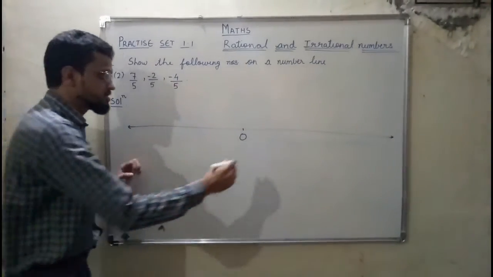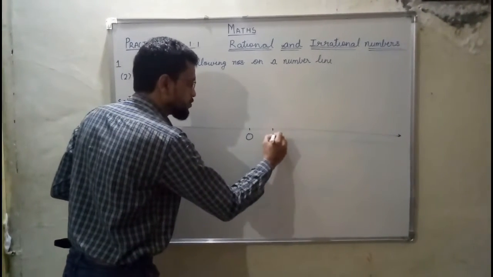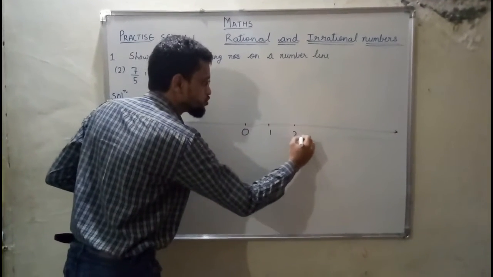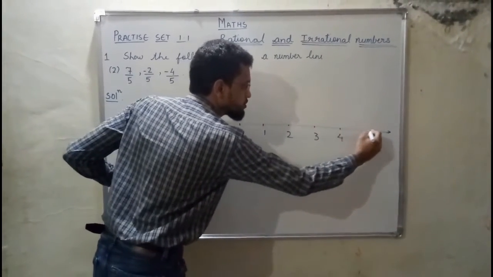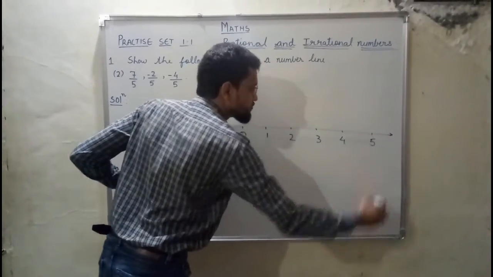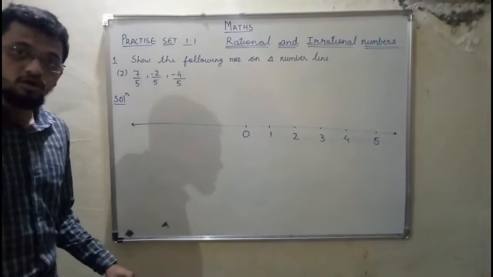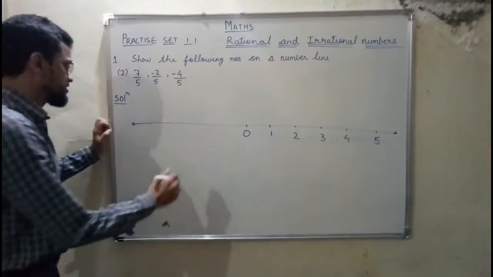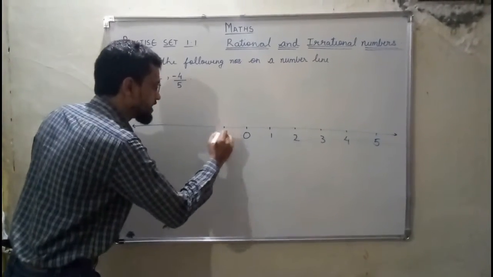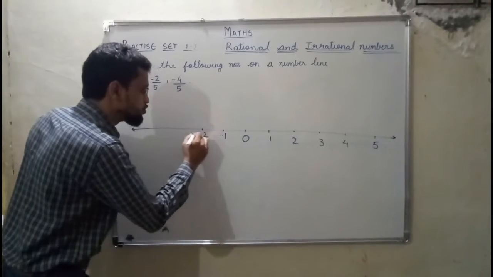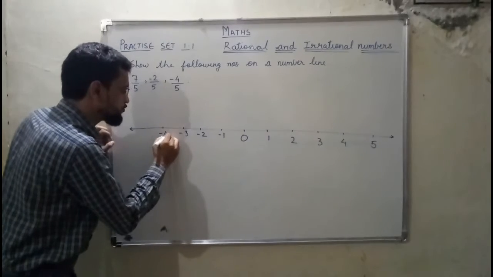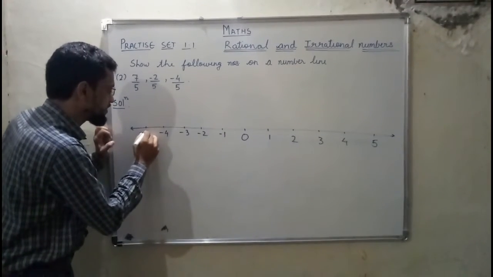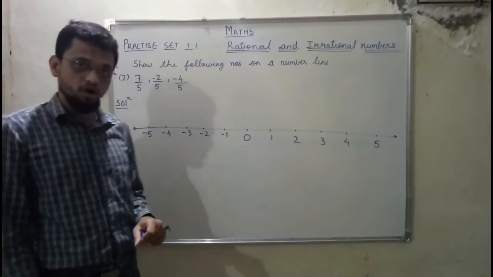On the right hand side, the numbers will be positive: 1, 2, 3, 4, 5 and so on. On the left hand side, the numbers will be negative: minus 1, minus 2, minus 3, minus 4, minus 5 and so on.